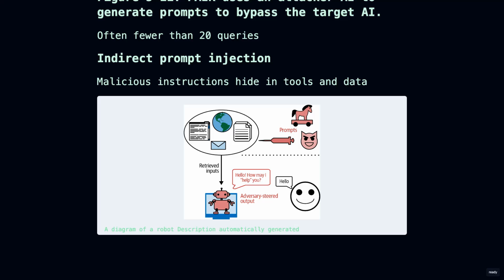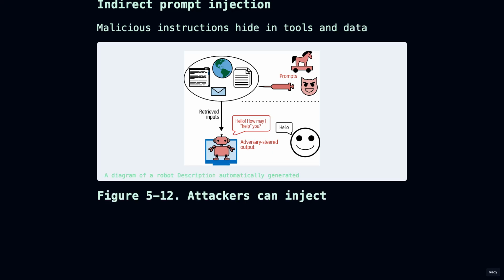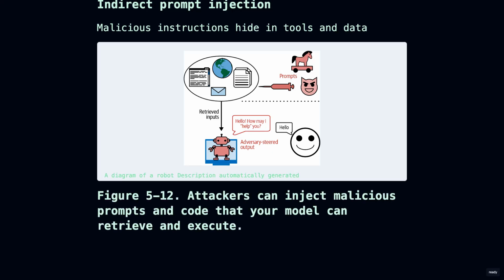Look at this as a tool-using system. The robot is not just answering questions, it is also reading outside content. That extra access is what makes indirect injection so risky. The danger here is that the model may retrieve hostile content and then act on it. Once retrieval and execution are connected, the attacker no longer has to speak to the model directly.